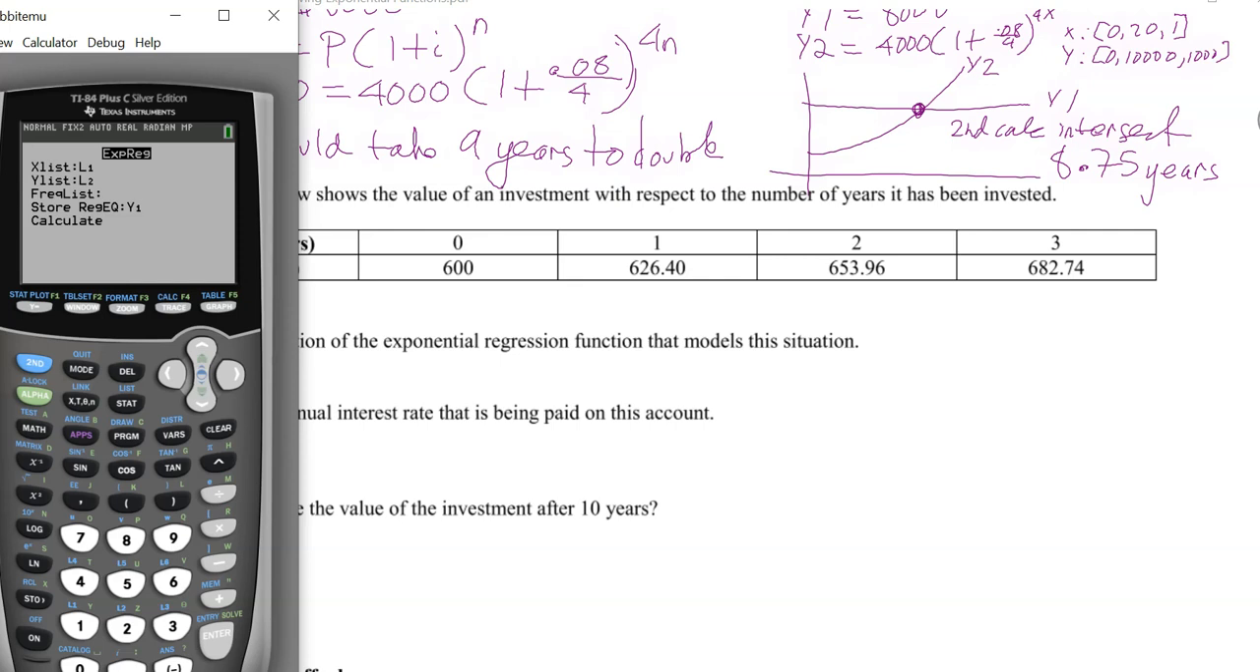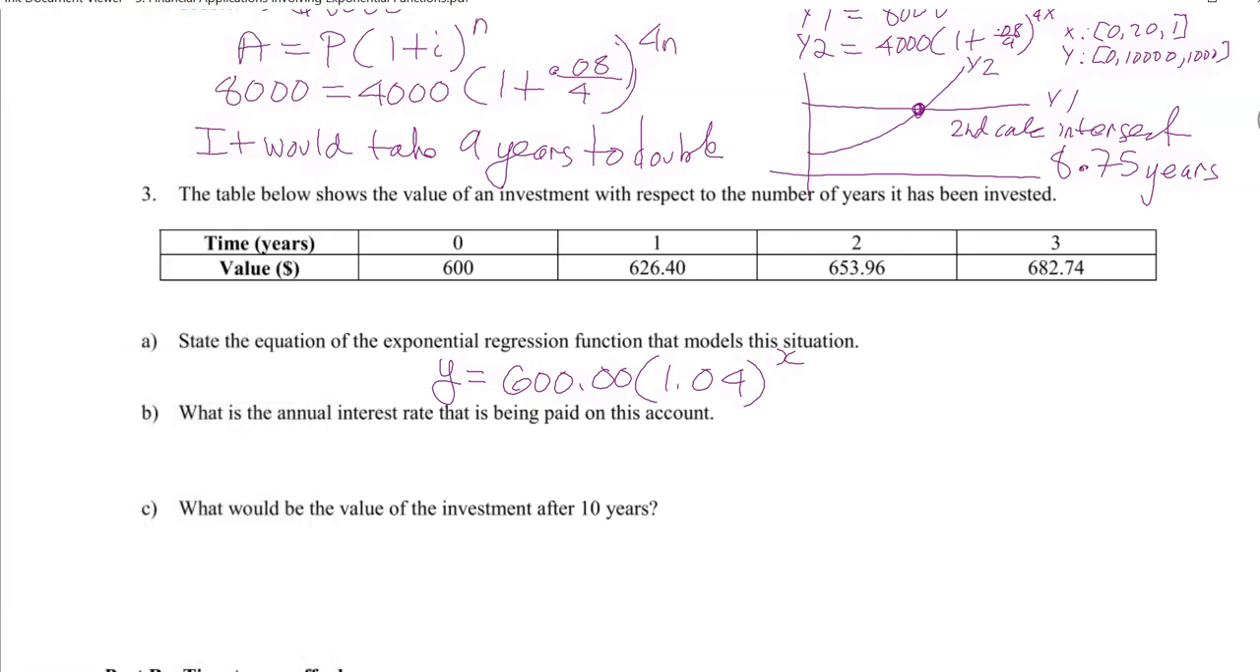So either we're looking at expreg space y1, or we're looking at this screen. Hit enter to calculate. On yours, just hit enter, it'll calculate. And we get y is equal to 600.00 times 1.04 to the x. So state the equation just means write the equation down. Okay. Really, probably should have said round your values to the nearest 100.